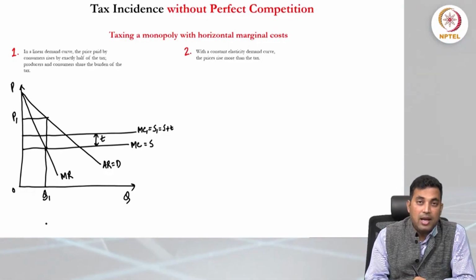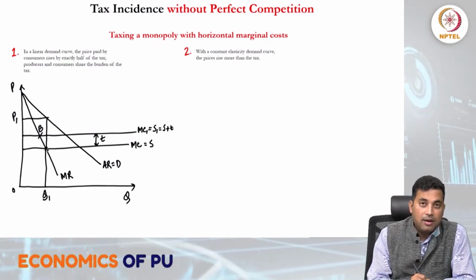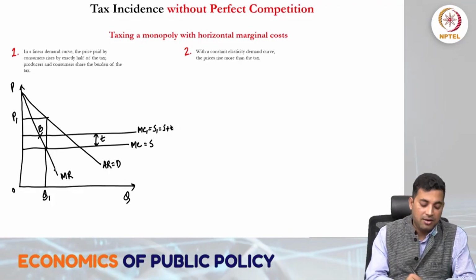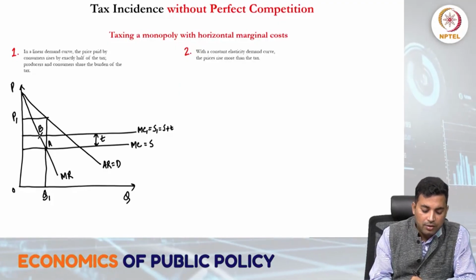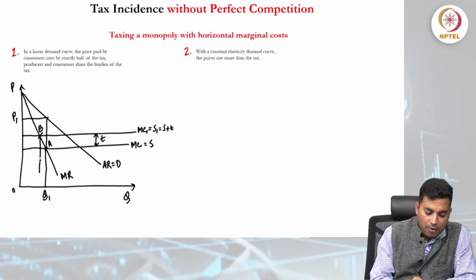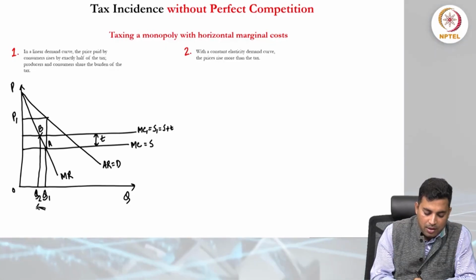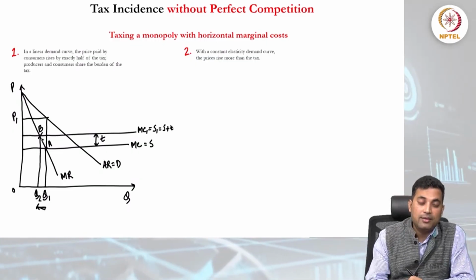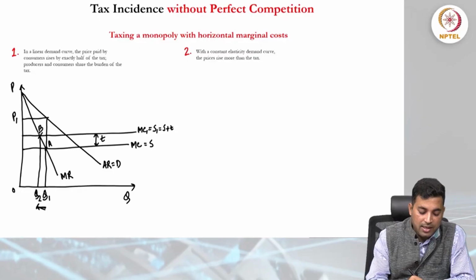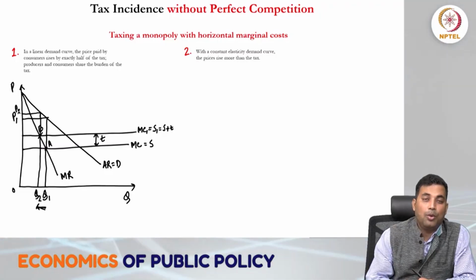So MC1 and MR are intersecting at a new point, which is B. Earlier, before the tax, marginal cost was intersecting marginal revenue at point A. Now, as marginal cost has increased, with the profit maximization condition, output will decrease from Q1 to Q2, and along with this equilibrium point B, where MR equals MC, the monopoly price will increase to OP2.